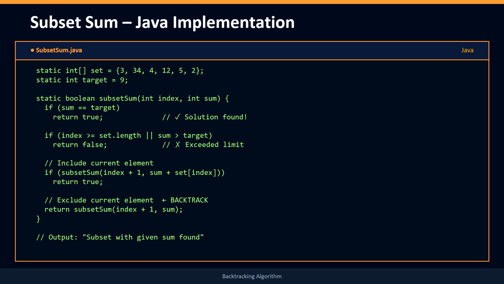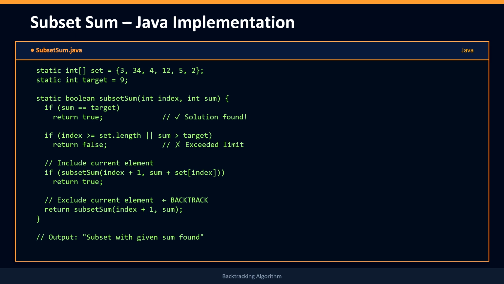If we include it, we subtract its value from the target. Then we move to the next index. If at any point the target becomes 0, that means we found a valid subset. If the target becomes negative or we reach the end of the array, we stop that path.